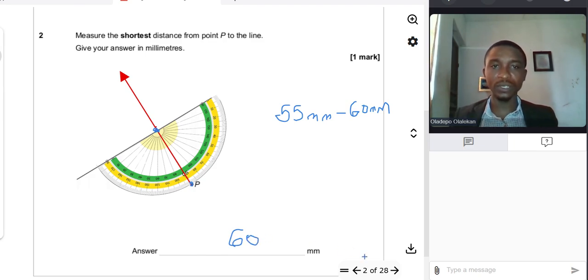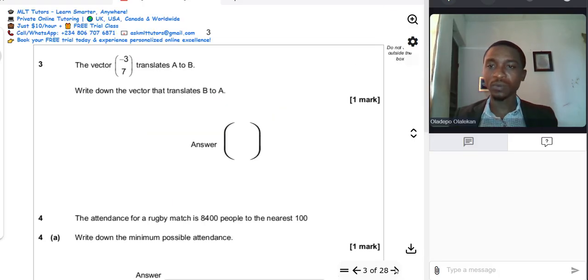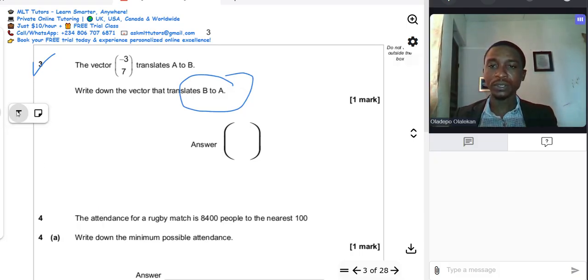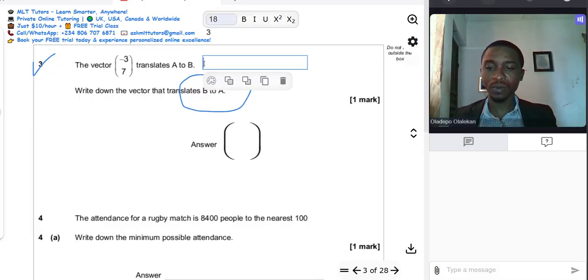So on to the next question now, which is question 3. Question 3 reads: the vector (-3, 7) translates A to B. Write down the vector that will translate B to A. In this case, they want us to do the reverse translation. So let's first have our question. Here is our question. We have a vector translation.